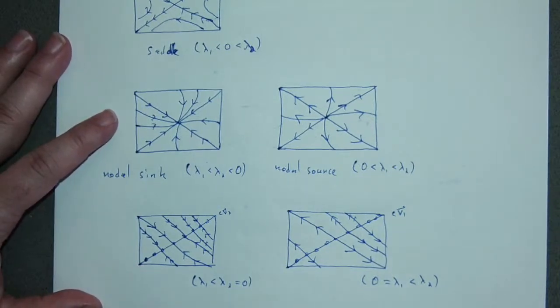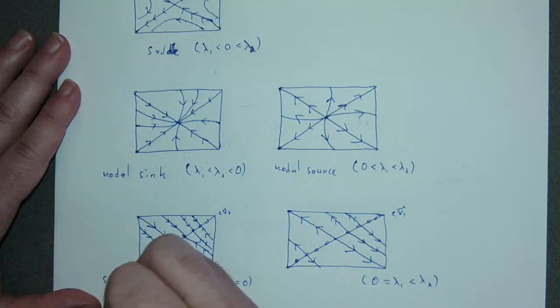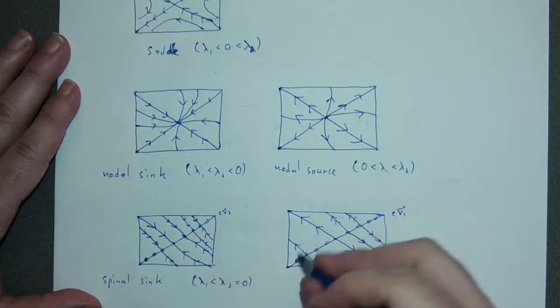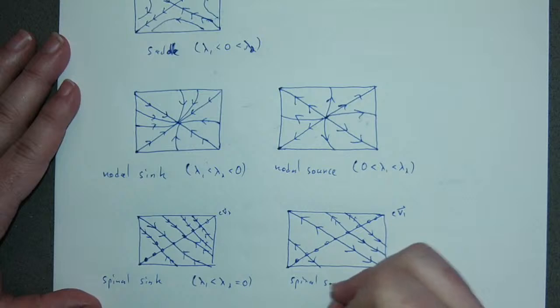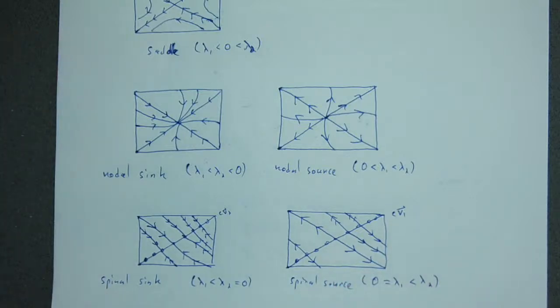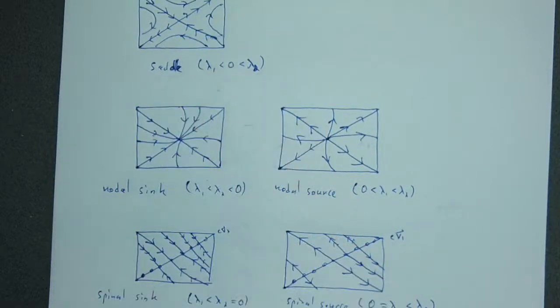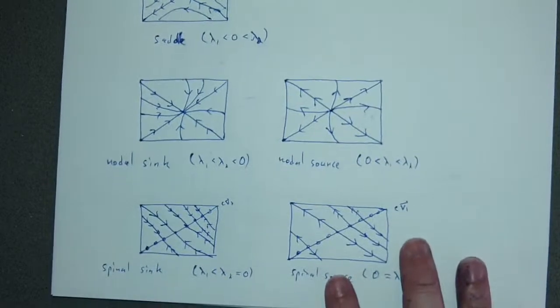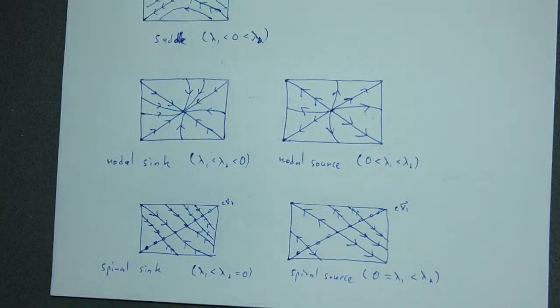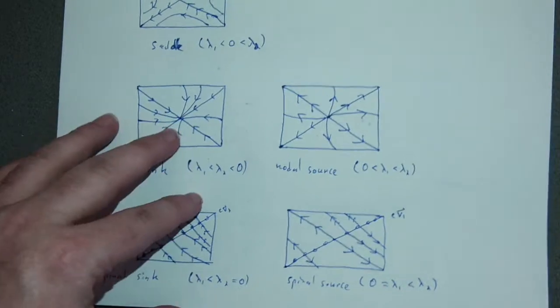This is called a spinal sink. And this is called a spinal source. Okay. So that's how those cases work. So this completely exhausts the configuration of two real eigenvalues, by trichotomy. The only possible thing is one positive, one negative; both positive; both negative; one negative, one zero; one zero, one positive. That's it. Those 5 cases exhaust all possibilities.